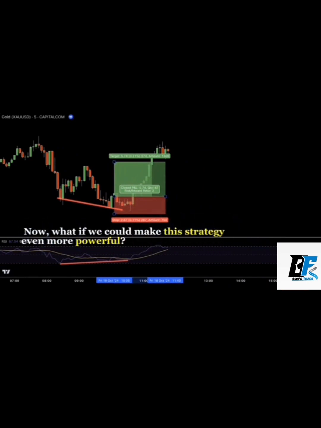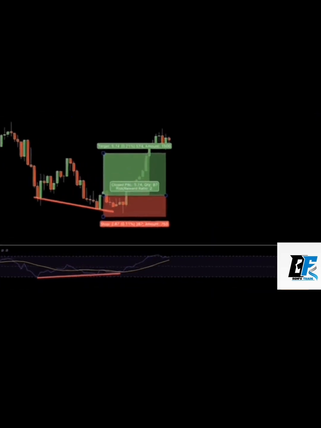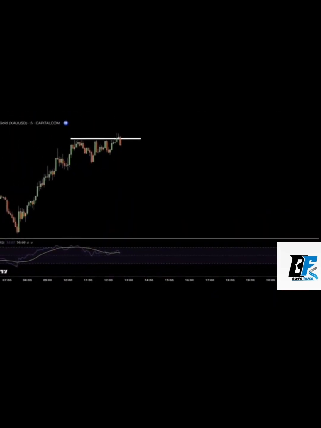Now, what if we could make this strategy even more powerful? By combining divergence with smart money concepts, you can take your trading to a whole new level, increasing precision and filtering out false signals. Let's break this down with a real chart example.